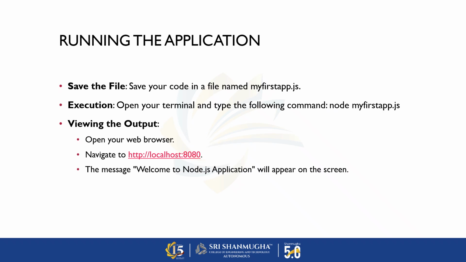Running the application: we have written the code, and then we'll be saving that file with the .js extension. Then we'll be executing that particular file using the command node followed by the file name in the command prompt. Then the output will be displayed in your web browser at the web address localhost colon 8080 port.